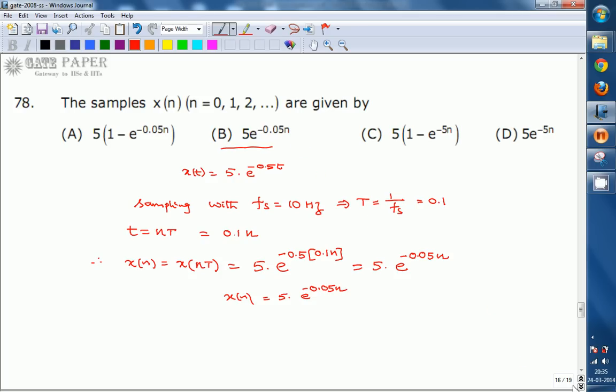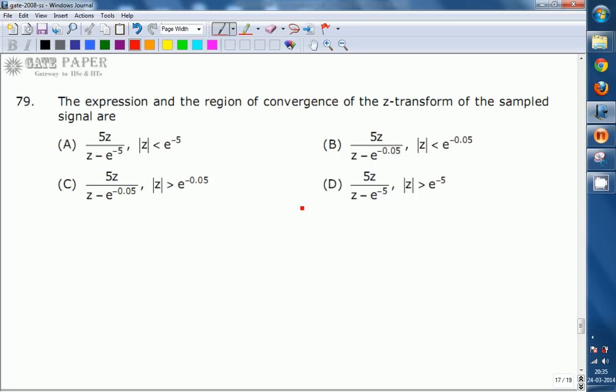Now we have a linked question. Here the expression and the region of convergence of the Z transform of a sampled signal are asked. We have the sampled signal x of n. After sampling we got x of n equals 5 into e power minus 0.05 n.